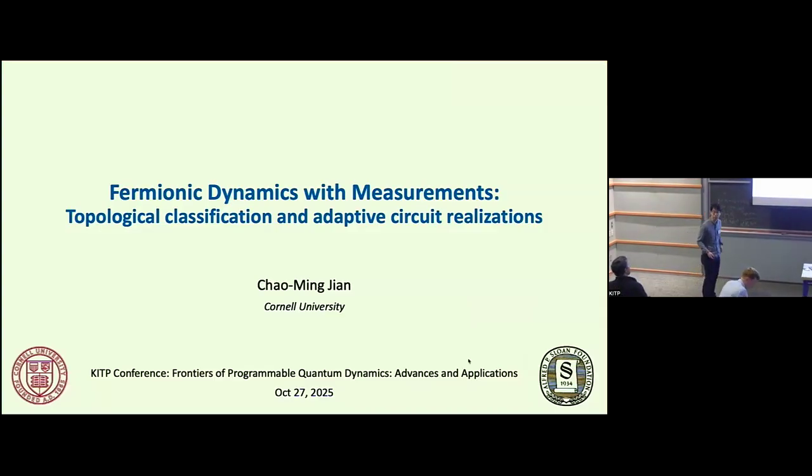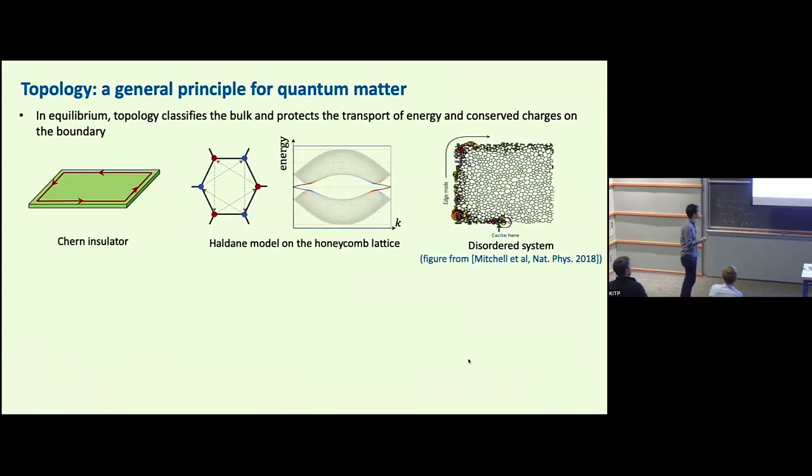Today I would like to tell you a story about fermionic dynamical phases with measurements, in terms of its topological classification and adaptive circuit realizations. So the main theme that the talk is about is topology in general. We know very well by now it's a general principle for understanding quantum phases of matter, especially in equilibrium. And we classify the bulk states according to its topology, and then the topology also helps you protect certain degrees of freedom that may carry energy or conserve charges or both on the boundary, right?